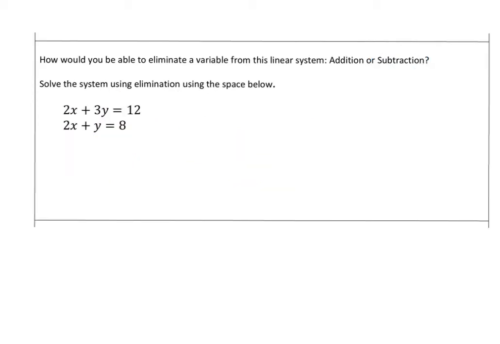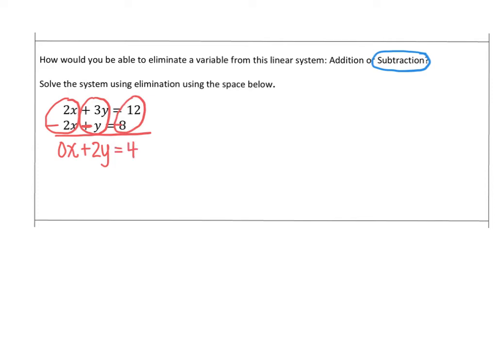In this example, we can once again see that there's a coefficient that is the same for one of the variables. Both the x terms have a 2 in front of them. So what we'll do is subtract 2x minus 2x, which will give us 0x, and then 3y subtract y, which will give us 2y, and then 12 subtract 8, which will give us 4. This will leave us with 2y equals 4, and we can divide both sides by 2 to get the y by itself. This means we'll have y equals 2. So our y-coordinate for our point of intersection is 2.